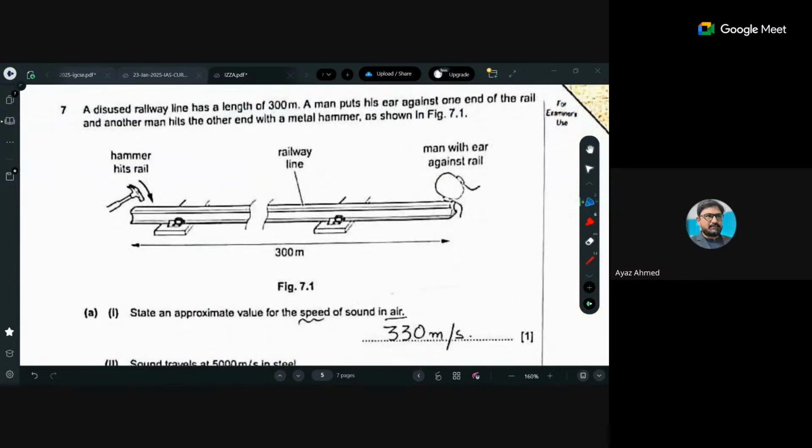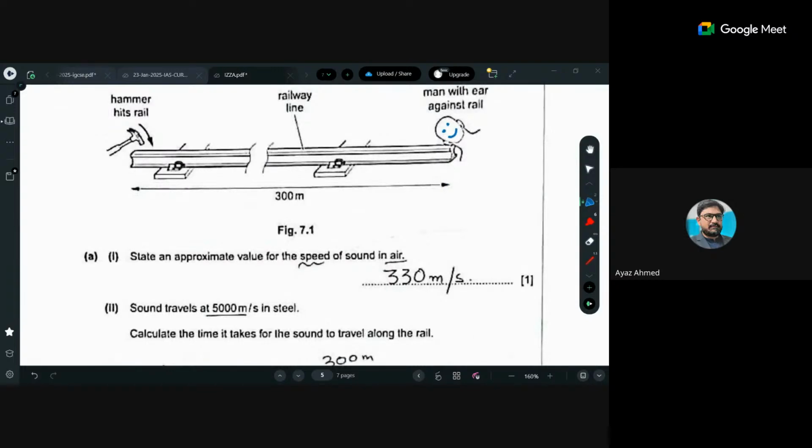Yes. Now this question is from the part of sound. If you see, there is a metal rail that is being hit by a hammer, and there is a person who is going to listen to the sound here. State the appropriate value of the speed of sound in air. So 330, so 340, both are correct. Okay, so she will score 1 mark here.